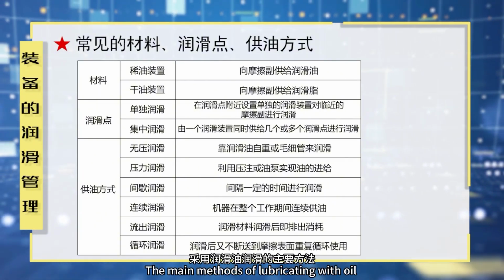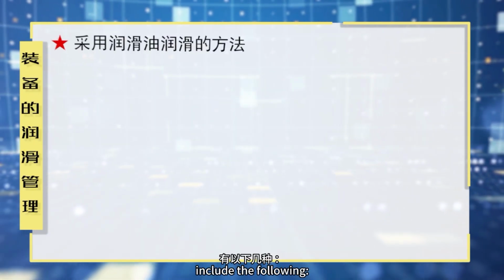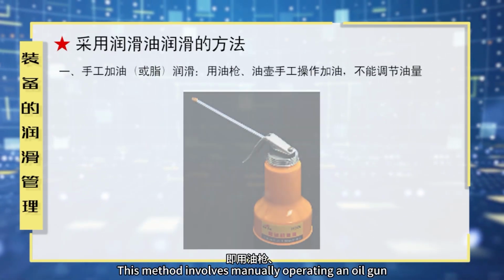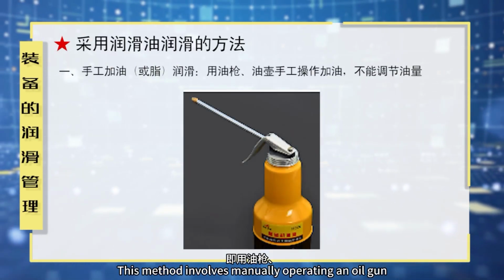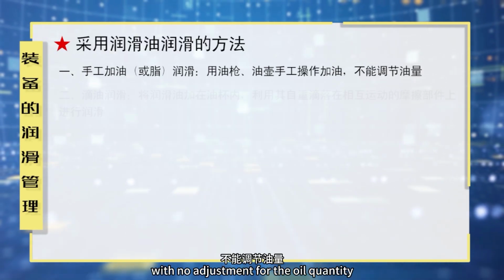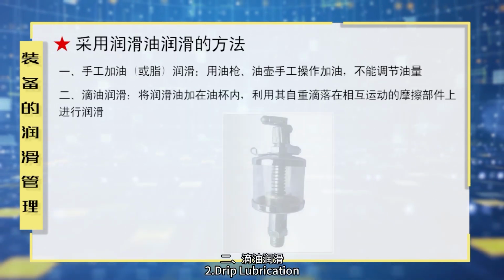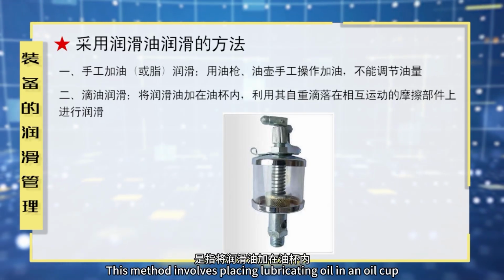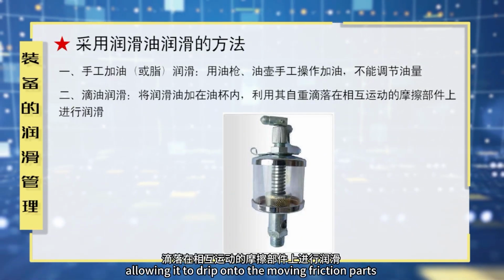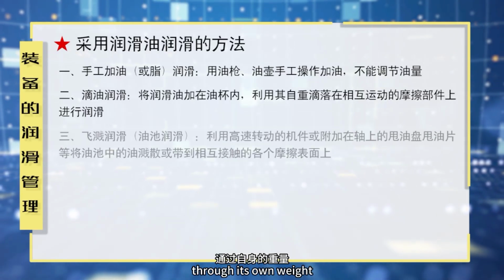The main methods of lubricating with oil include the following. First, manual oil filling. This method involves manually operating an oil gun or oil can to add oil, with no adjustment for the oil quantity. Second, drip lubrication. This method involves placing lubricating oil in an oil cup, allowing it to drip onto the moving friction parts through its own weight.